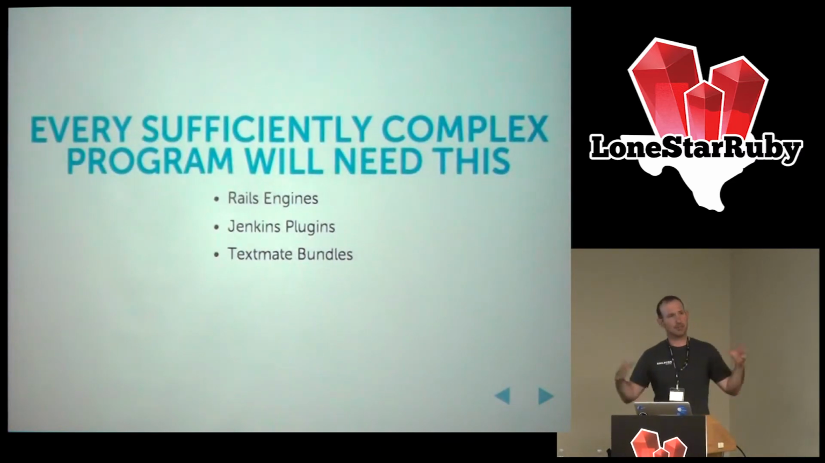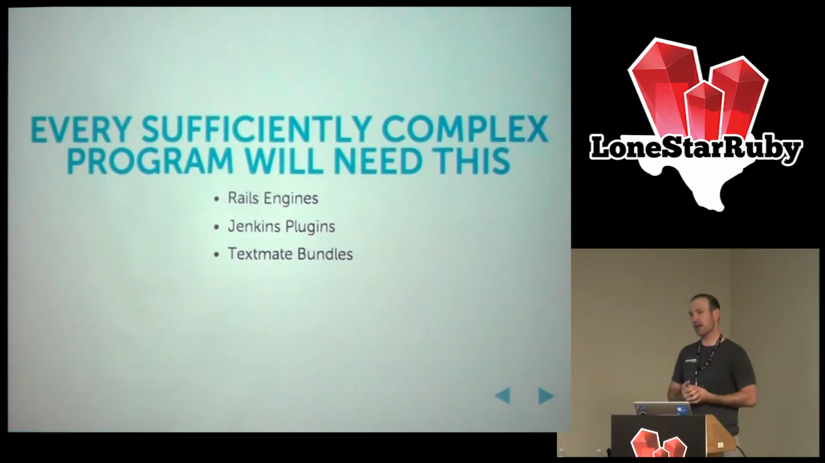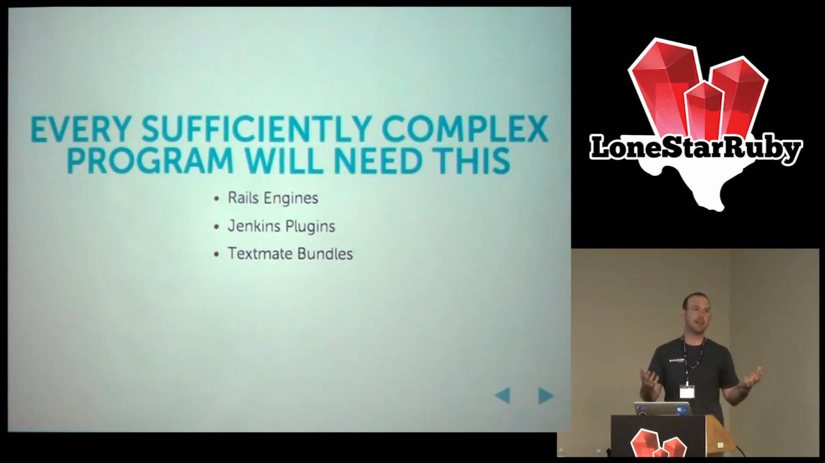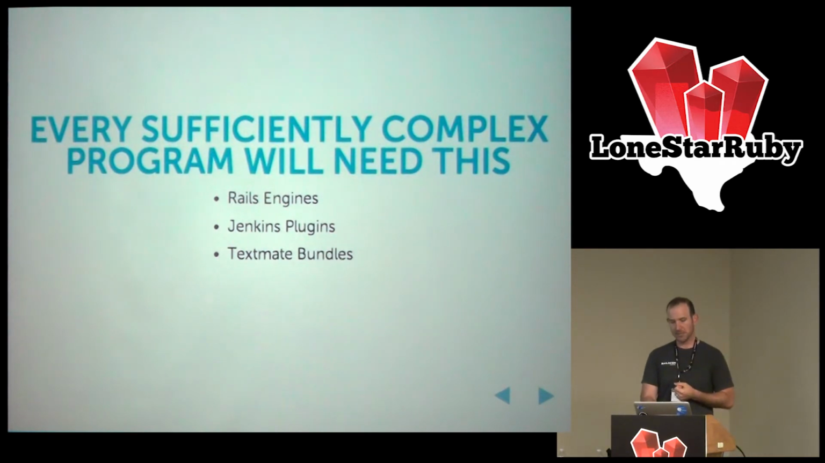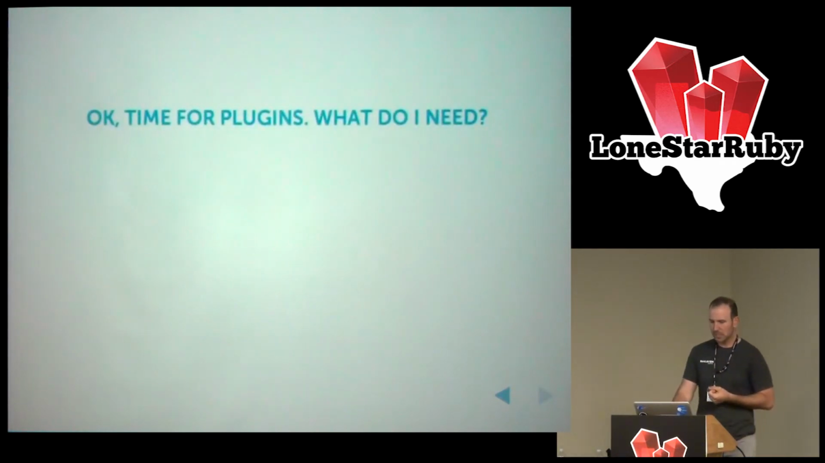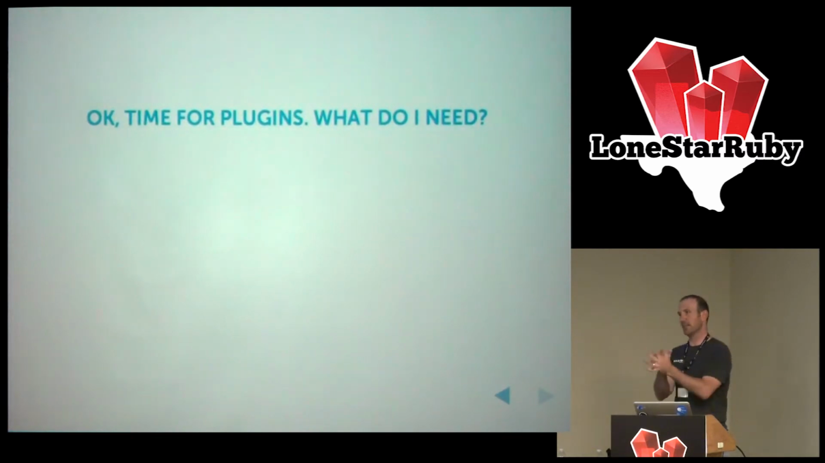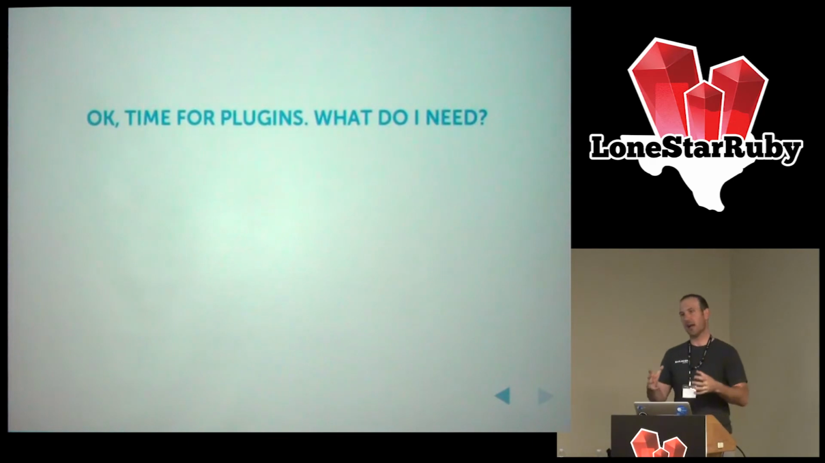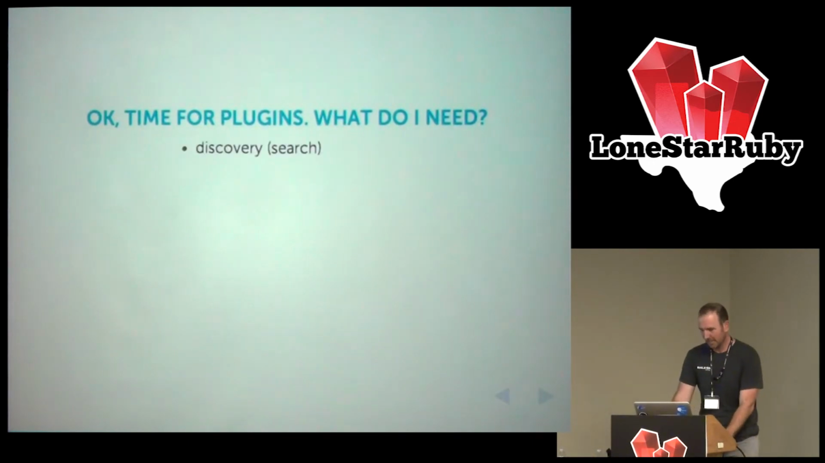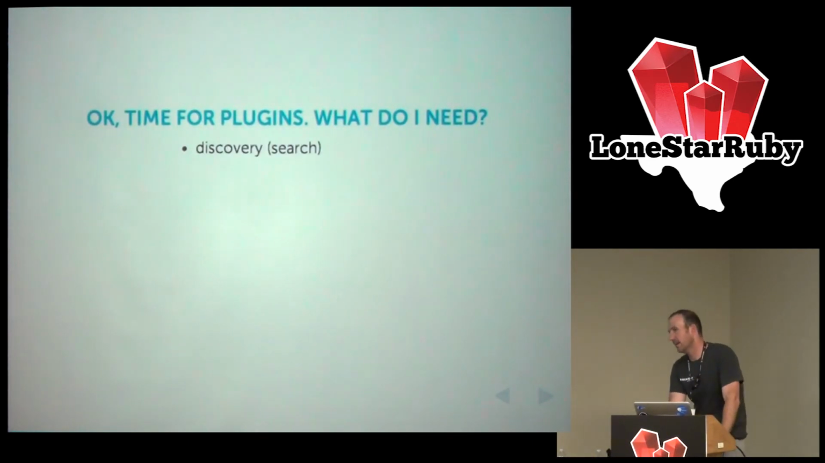And I think that that's, again, true of any software that you're writing. So, Rails engines, Jenkins plugins, TextMate bundles, to name a few. I mean, you can almost name an ecosystem, and they've got a plugin system and extension system. So I need plugins. What am I going to do? Well, this is the part where every single time I look at it, am I going to have to implement that?